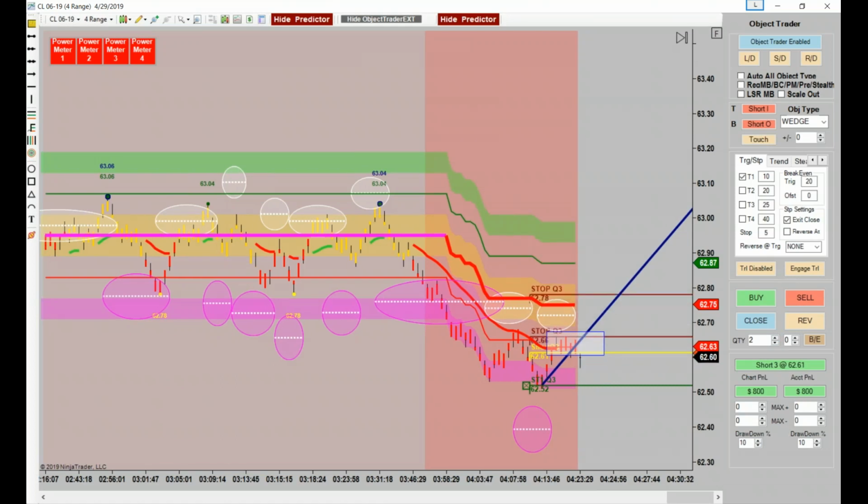Everybody see that? Only got stopped on one trade so far. We may get that one, we'll see. Didn't yet.